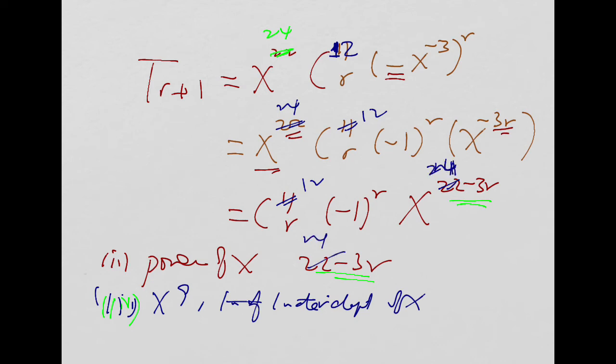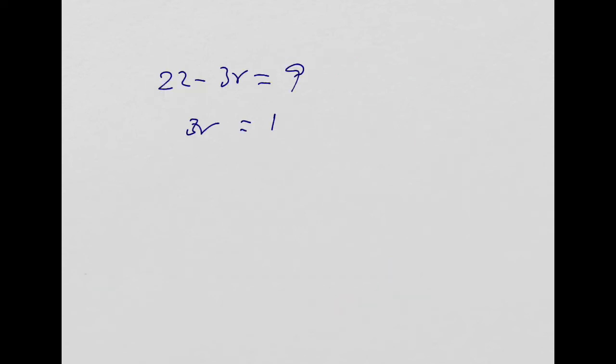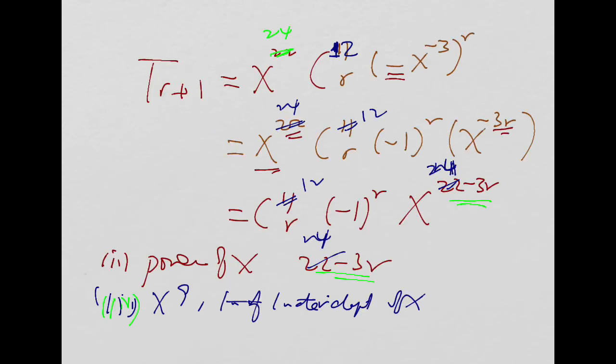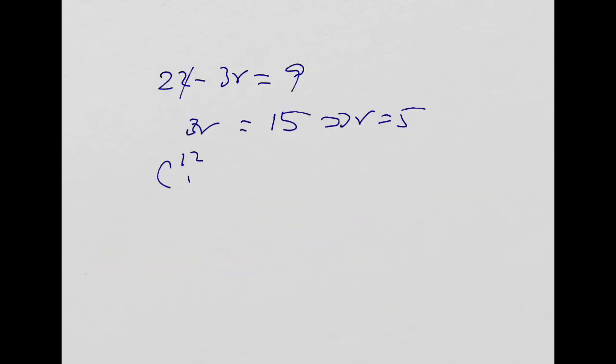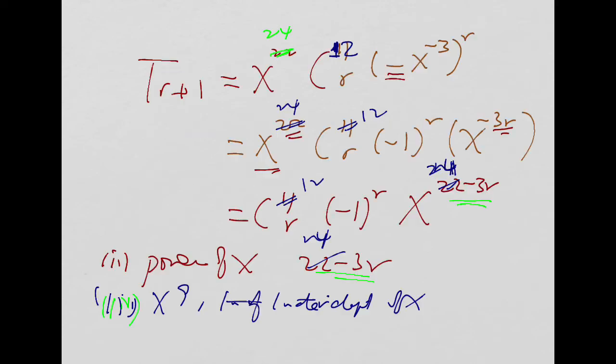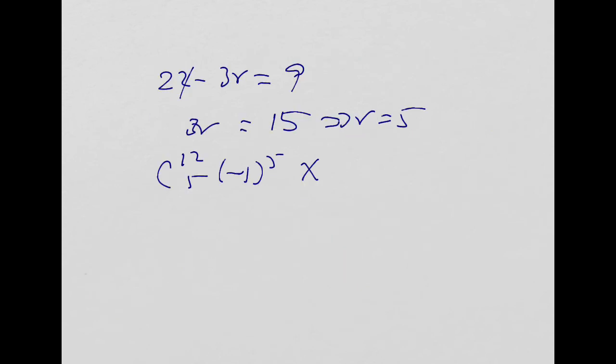So it's 24 minus 4 for 3R. So then this is 9, right? It's 24 minus 3R equals 9. So 24 minus R is what? 15. So R itself is 5. Got it? So this is C 12, 5 minus 1, R, 5, times X. 9. Then it becomes C n 5 minus R.